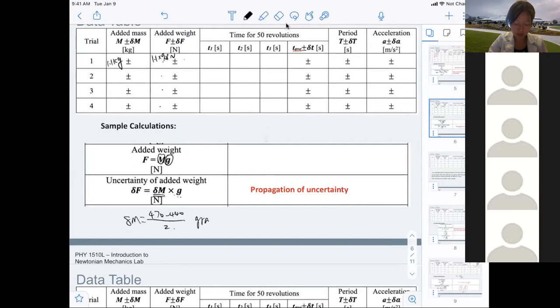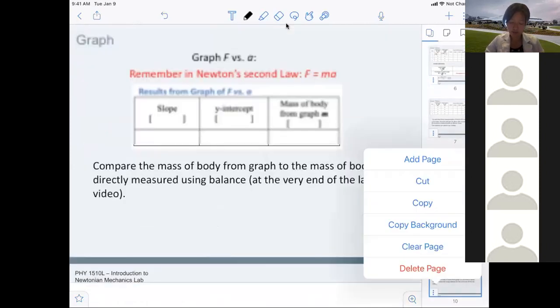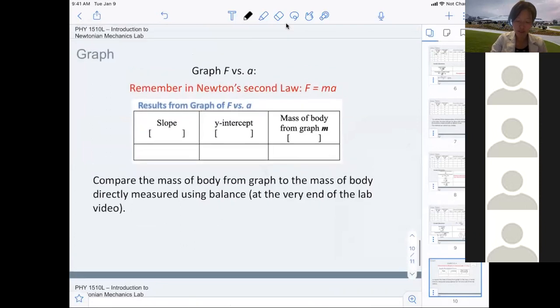That's in grams, okay? Now, again, be very careful. You want to convert it to newtons, so you have to convert the mass to kilograms and put it in there. Once you get all your forces and all your accelerations, you're ready to plot. So we are graphing F versus a.